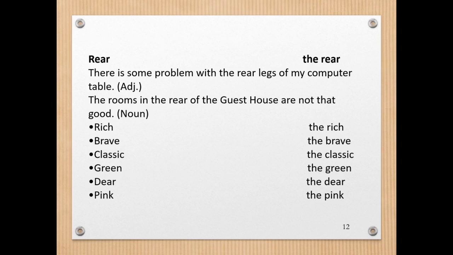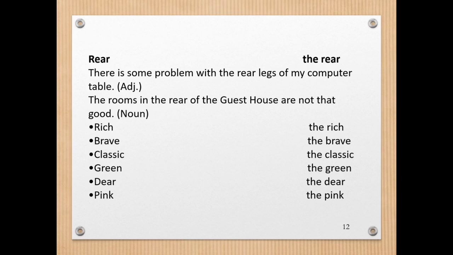This is an adjective. The rooms in the rear of the guest house, at the back, that means rear of the guest house means at the back of the guest house. The rooms in the rear of the guest house are not that good. It means the front rooms of the guest house are good, and comparatively the rooms in the rear of the guest house are not that good. How do you know a comparison is made? Because of "not that good". So rear is used here as a noun.